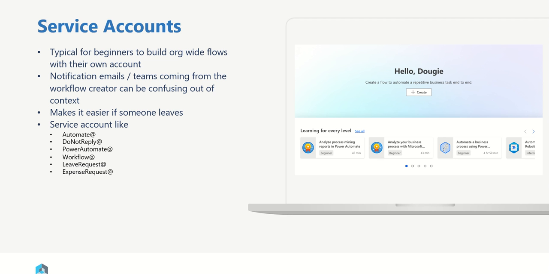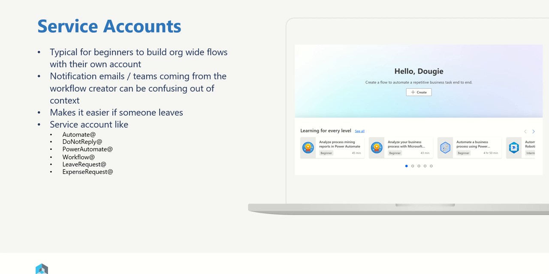So it's better to think about having a service account, which is maybe something called automated at, or do not reply at, Power Automate at, workflow at, or maybe even make it app specific to the actual process that you're building, like leave request at or expense request at, so people understand from a user experience point of view that they're getting a message from an automated service account and maybe don't respond directly back to that email address. Whereas if it's coming from you, it doesn't look very professional, doesn't look very production ready in that sense.